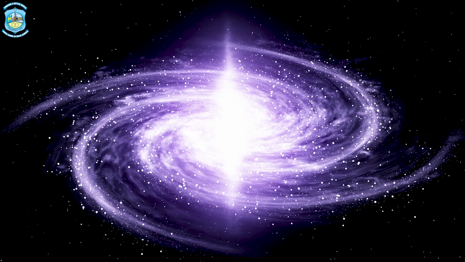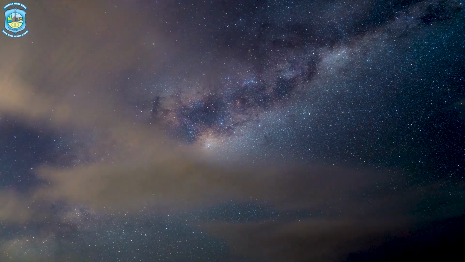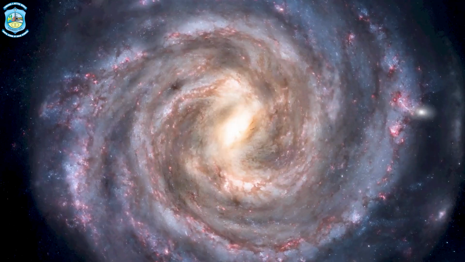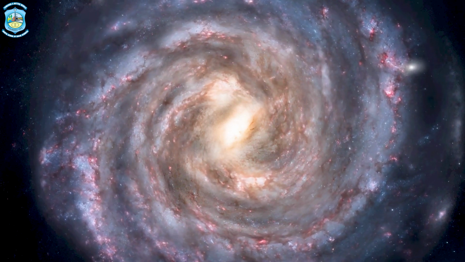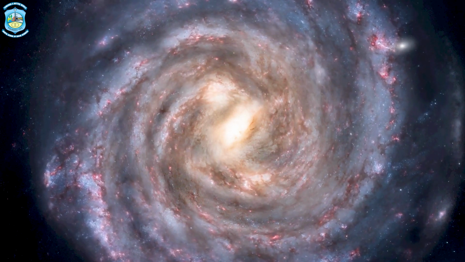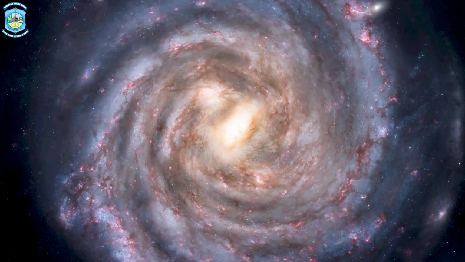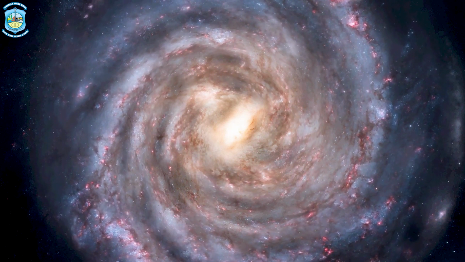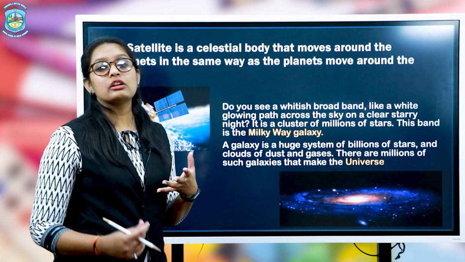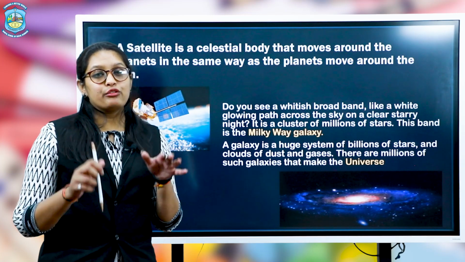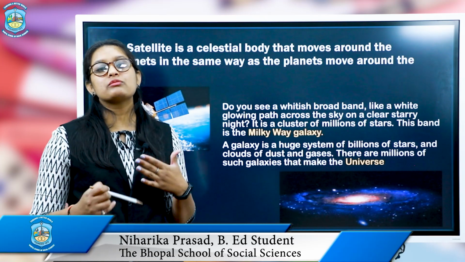Apart from the satellites and the solar system, there is the Milky Way galaxy. Do you see a whitish broad band, like a white glowing path across the sky on a clear starry night? It is a cluster of millions of stars, and that band is known as the Milky Way galaxy, which we are living in. A galaxy is a huge system of billions of stars and clouds of dust and gases. There are millions of such galaxies that make up the universe. So we live on Earth, then the solar system, then the Milky Way galaxy, and then comes the universe.